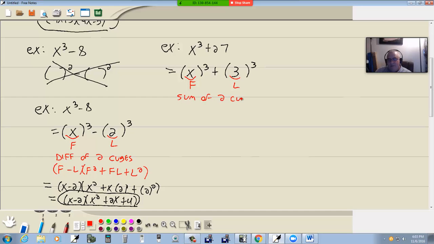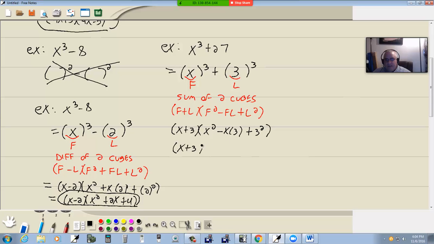This is a sum of 2 cubes, which formula-wise is F plus L times F squared minus FL plus L squared. Now everywhere there's an F, I'm going to plug in x, and everywhere there's an L, I'll plug in 3. So we've got x plus 3 times x squared minus x times 3 plus 3 squared, which gives us x plus 3 times x squared minus 3x plus 9. And that would be our answer.